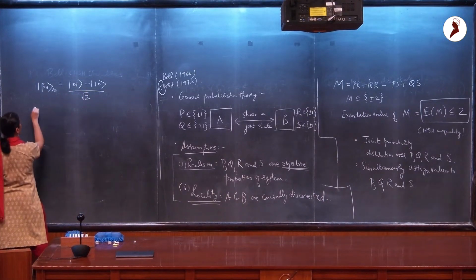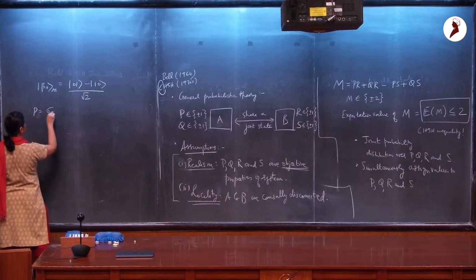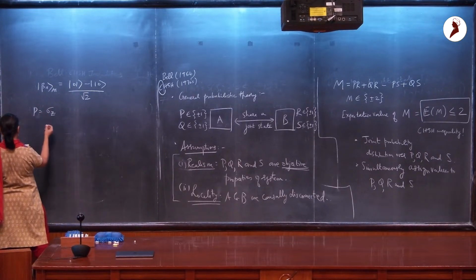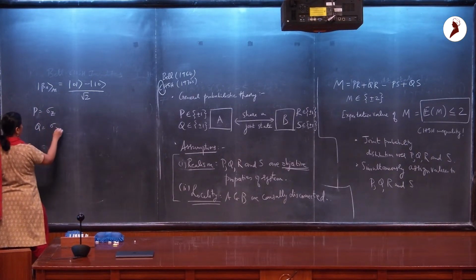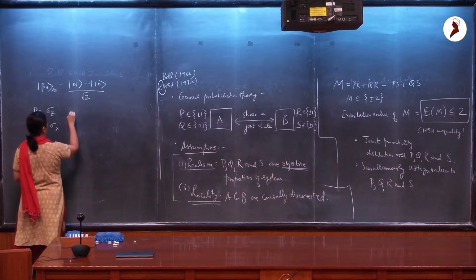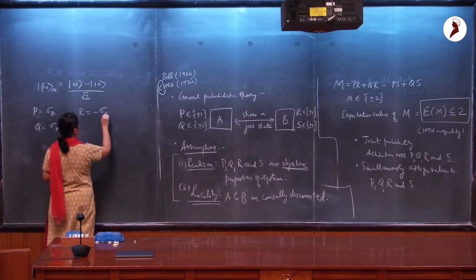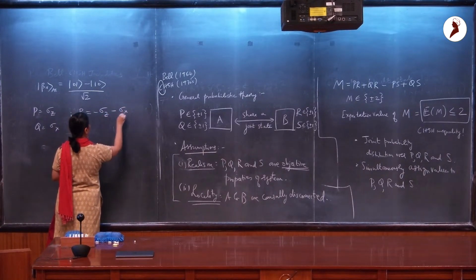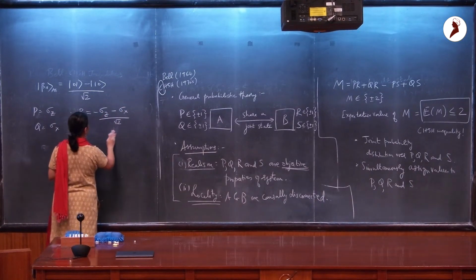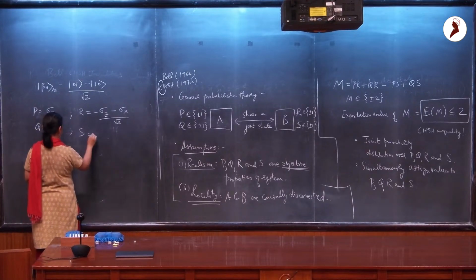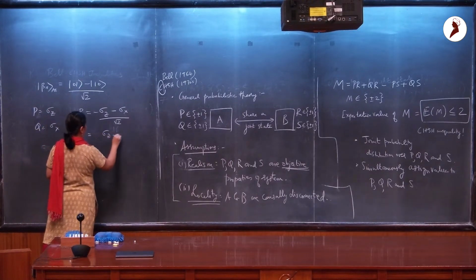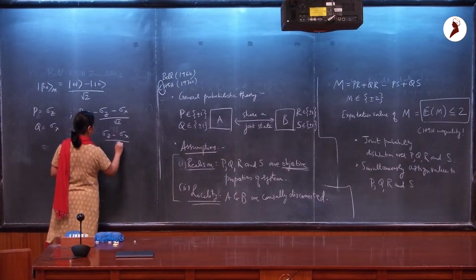So now what are these observables? Here is the set of 4 observables. Let's say P is sigma Z, Q is sigma X, R is minus sigma Z minus sigma X by root 2, and S is sigma Z minus sigma X by root 2.